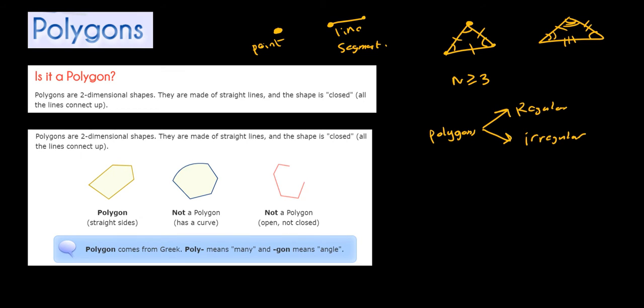So triangles are polygons. Here it gives a slightly different definition. Polygons are two-dimensional shapes. They're made of straight lines, and the shape is closed. All the lines add up. So the third diagram there is not a polygon. Here we've got some examples of polygons. We're not allowed to have curves, and the shape cannot be open.